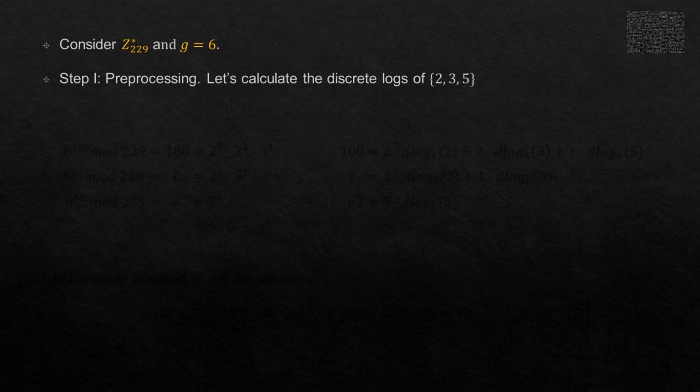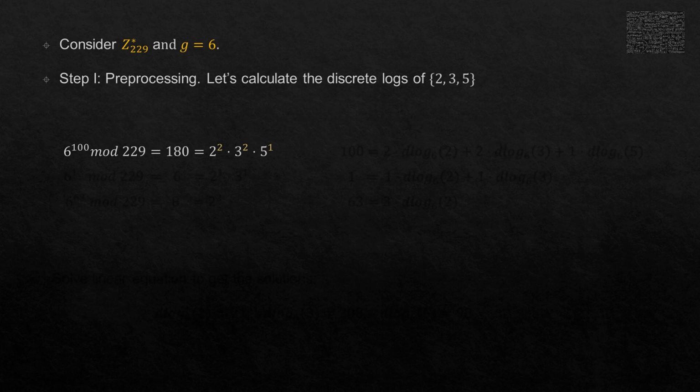Yeah. So let's proceed with an example. We consider Z star 229, and g is equal to 6. Before we compute the discrete log of something, we do a kind of pre-processing, and we want to calculate the discrete logs of a few primes, 2, 3, and 5. And well, we're going to do that by guessing.